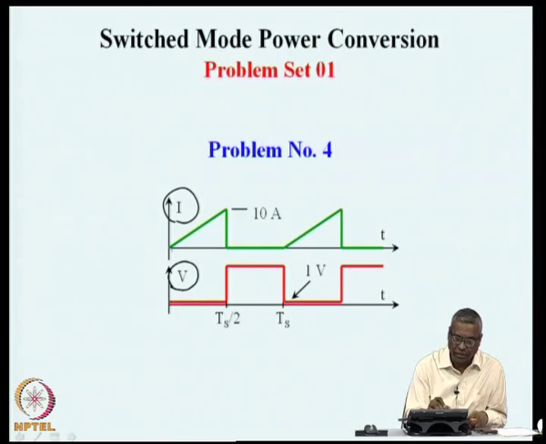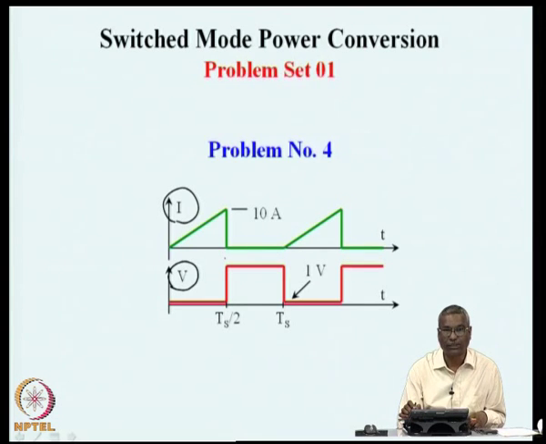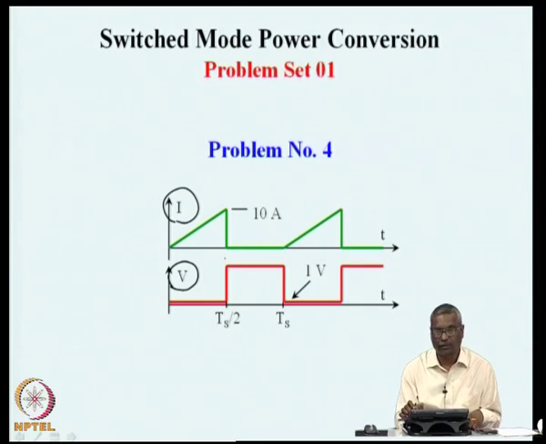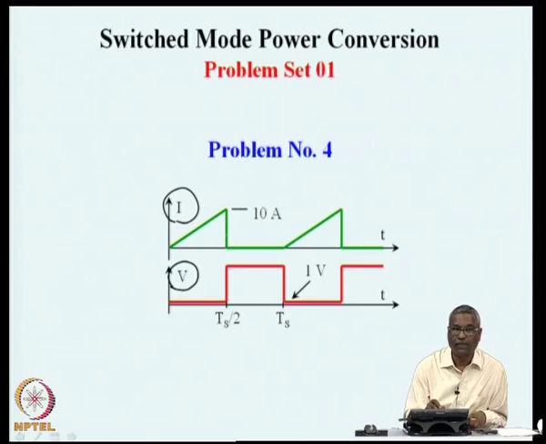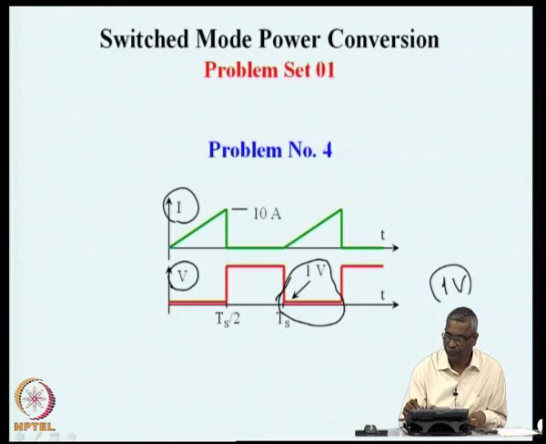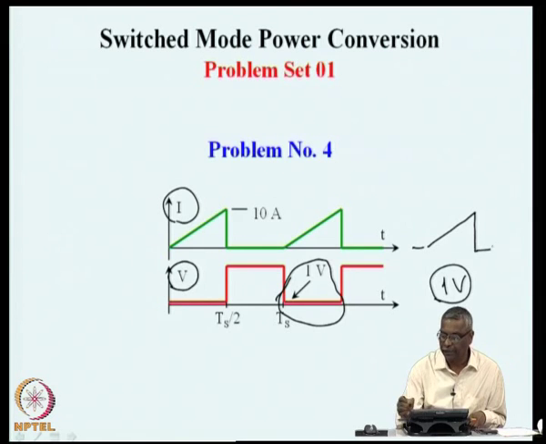During the time the switch is on, the current is increasing from 0 to 10 amperes, and when the switch is turned off, it drops all the way down to 0 ampere. So, we have a triangular current passing through the switch, and we would like to know what kind of losses take place in the device. As we see here, the voltage dropping in the device during conduction is 1 volt, right.